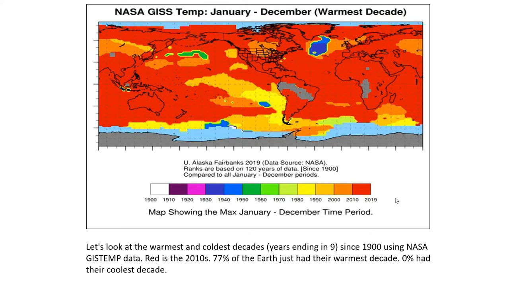Let's look at the warmest and coldest decades, years ending in 9. Since 1900, using NASA GISTEMP data, red is the 2010s. 77% of the Earth just had their warmest decade. 0% had their coolest decade. So what had their coolest decade? Well, this little patch in the Southern Ocean in the 40s. And then in the 30s and 40s, and again, that North Atlantic, and that's because that's where the Jin Sea cools down and so on and so forth.